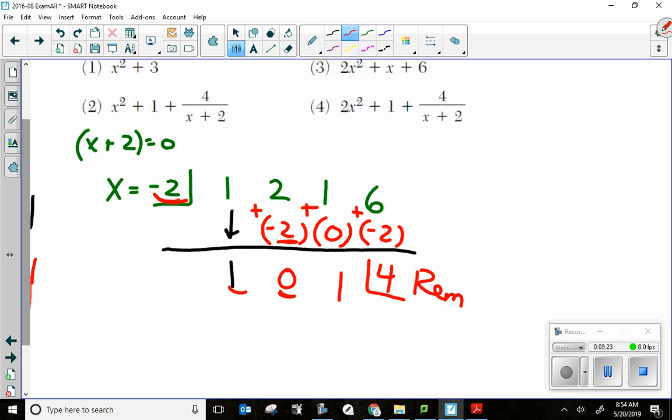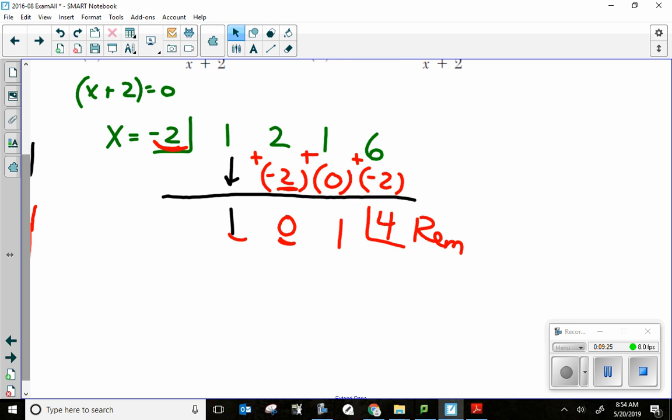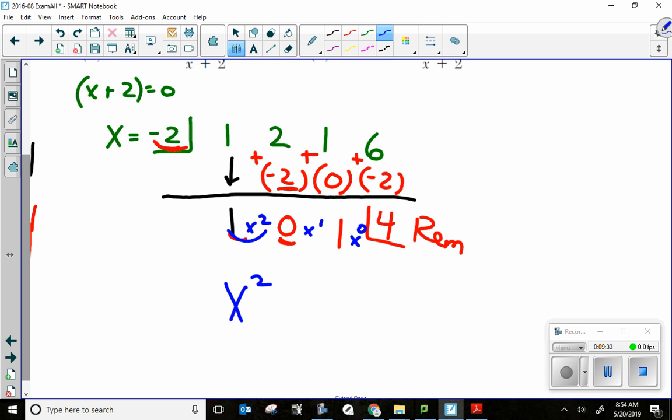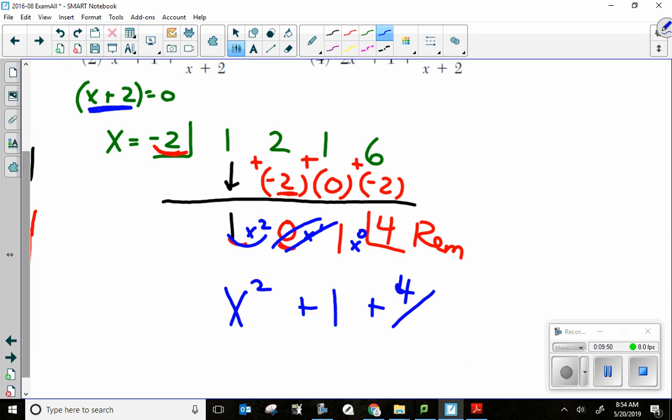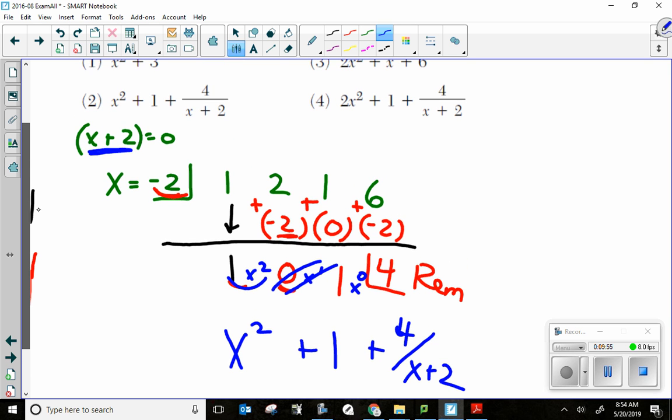So what does everything else here represent? This would be 0 x's. This would be x to the 1. This would be x squared. So I have 1x squared, no x's, and plus 1. Then my remainder is a positive 4, and I always put my remainder over what I divided in. That happened to be x plus 2, is what we were originally dividing in, wasn't it? So I divide that by x plus 2. And my answer, that's exactly what choice 2 is right here.